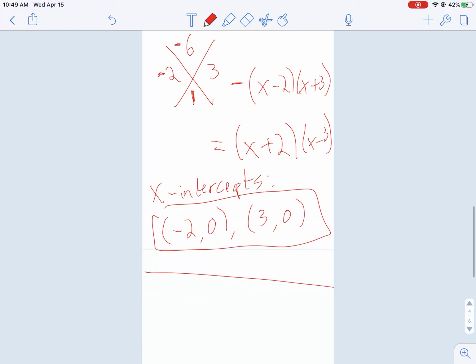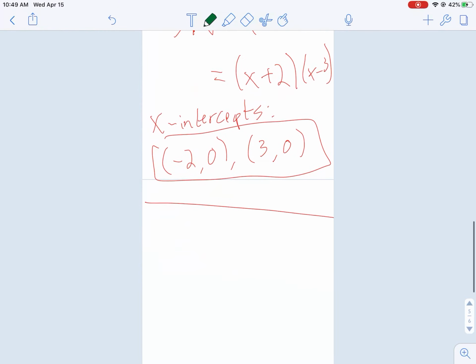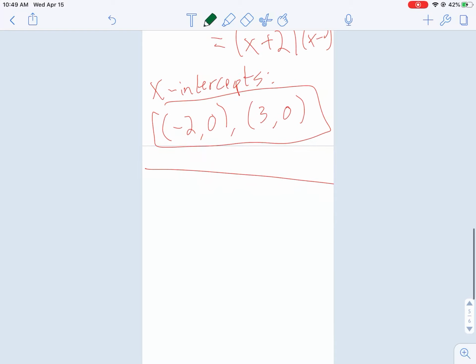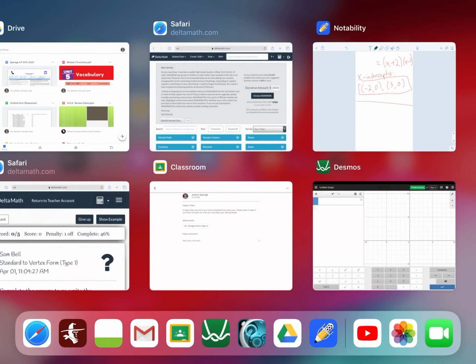Some other points on the parabola or on the quadratic equation. We can see what happens when I plug in 1 and negative 1, basically what happens when I plug in other input values. So we need to find 3 points on each side of the vertex. I'm going to go ahead and reference Desmos now.